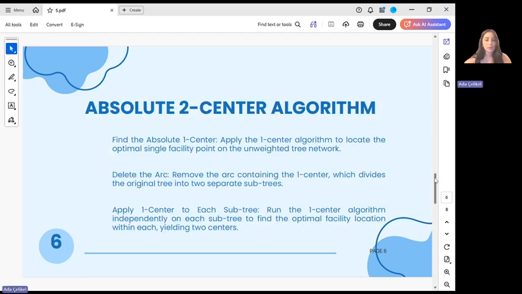Now let's move to the absolute two-center algorithm. This model is used when we want to place two facilities instead of one. Firstly, we find the absolute one-center. Then we remove the arc containing this center, which divides the network into two separate subtrees. And after dividing the network, we apply the one-center algorithm separately to each subtree. And as a result, we obtain two optimal facility locations. Using two facilities can significantly reduce travel distance and improve service quality.